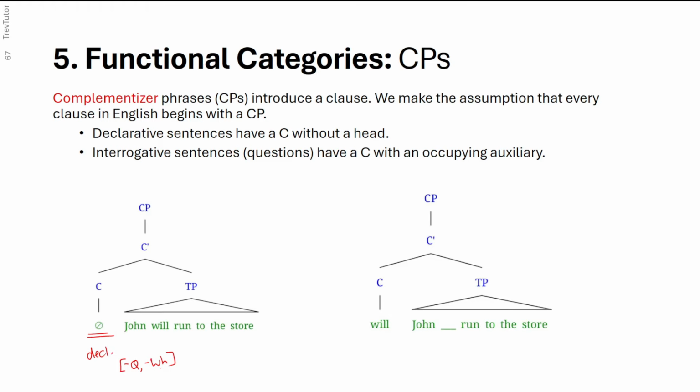But in the case of interrogative sentences, like yes, no questions, or in WH questions, which we'll see a little bit later, the C head is going to take the first thing in the auxiliary chain. So if we have John will run to the store, an active sentence, the auxiliary or modal will is going to move up into the C position. And here we're going to give it some features. So this would be a plus Q. It's a question, but we're not asking for a WH word because this is yes, no. Again, we'll go into that in more detail later. But C is going to be telling us basically which type of sentence we're looking at. Is it declarative or is it interrogative?